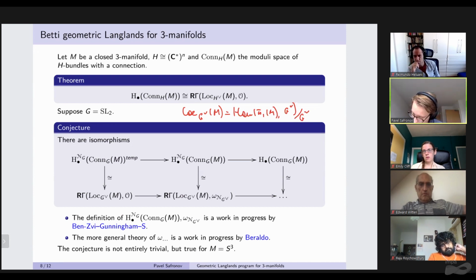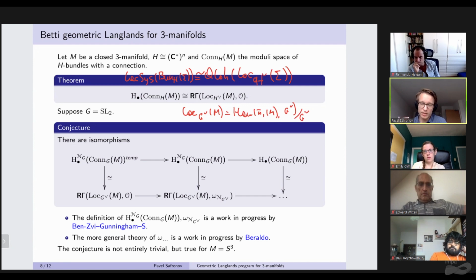So in 2 dimensions, the analogous statement is that local systems on, let me just say, the moduli space of H bundles is the same as quasi-coherent sheaves on the moduli space of H check connections on sigma. Right. So this is what's happening for the case the group is abelian.